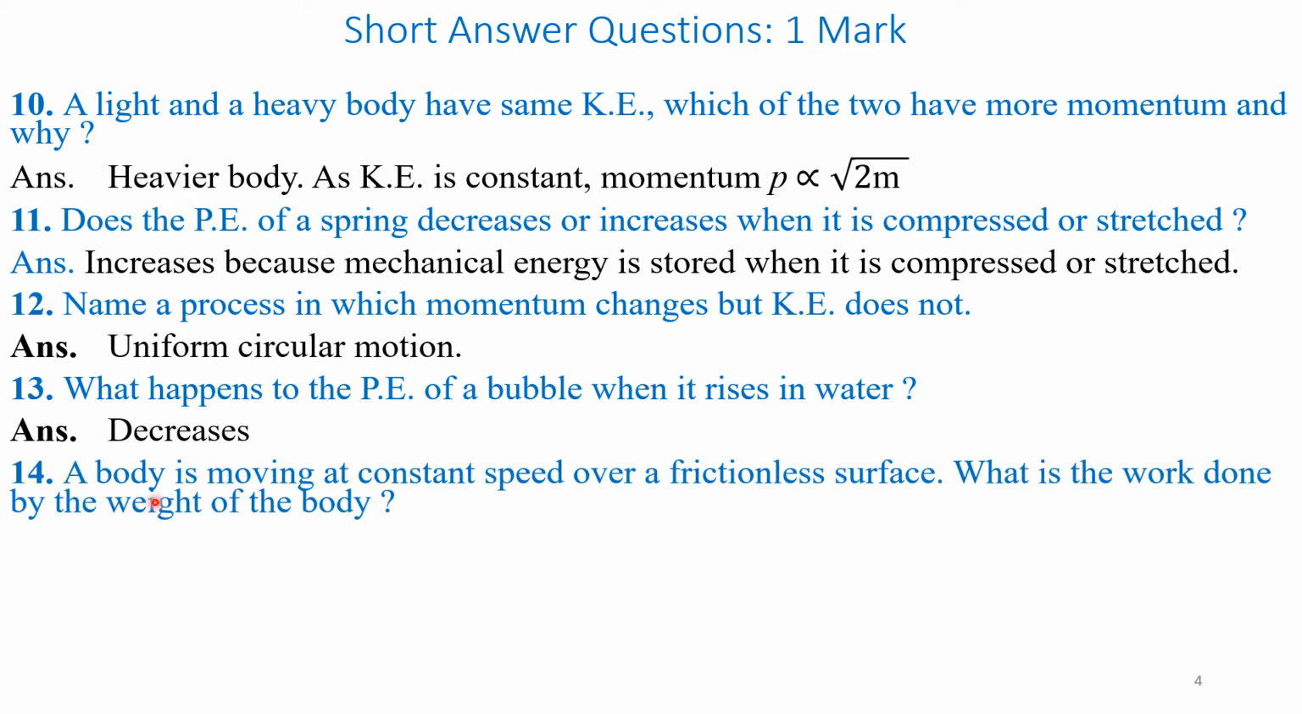Question number 14. A body is moving at a constant speed over a frictionless surface. What is the work done by the weight of the body? The work done is 0 because it is moving with constant speed on a frictionless surface.